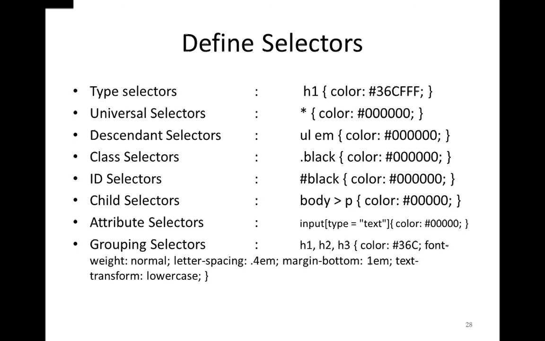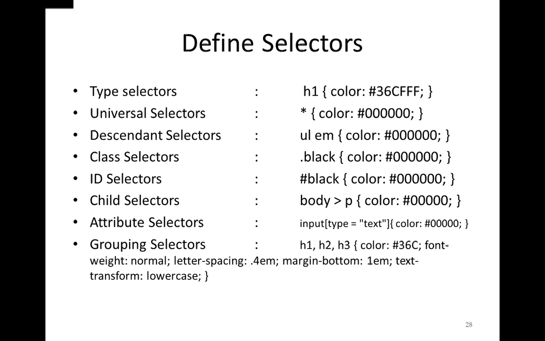And child selector. Child selector means within the body, whatever paragraphs are available, for them I want to assign the color black. Child selector means in this particular tag, whichever child you want to style, you can do so with the help of the child selector. Attribute selector. Attribute selector means, especially in the form element, we have written something like input type equal to text, input type equal to button, input type equal to password. So using those attributes, you can assign some styles.